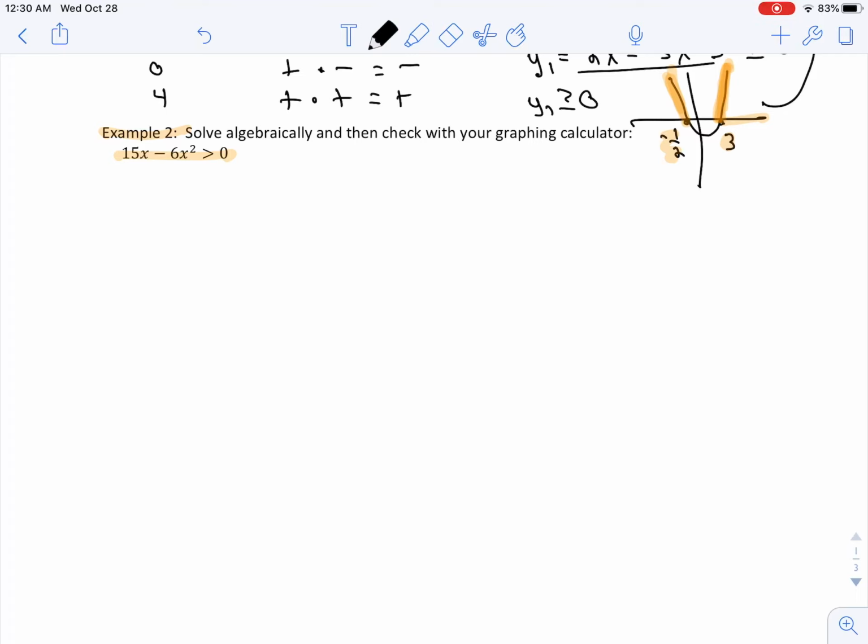So remember that the first thing that we want to look at in a problem like this is where 15x minus 6x squared is equal to 0. This one is a quadratic, but notice that there's no constant term, and so we can just factor out a common factor, which is going to be 3x. So 3x, and then here we have 5 minus 2x. Make sure you multiply it back out and double check that it works.